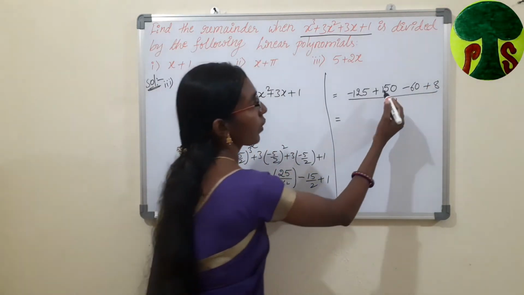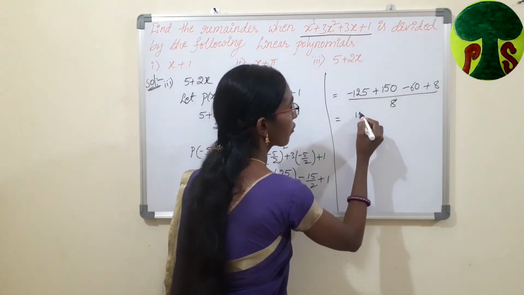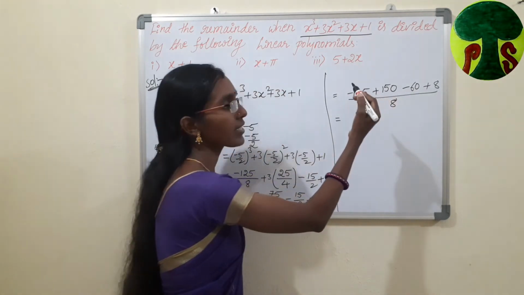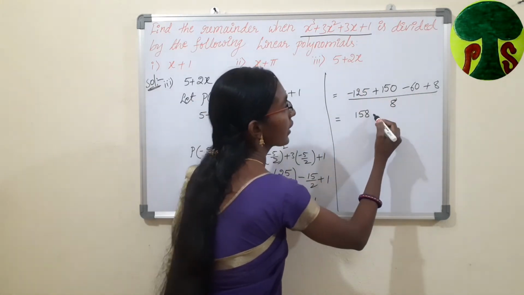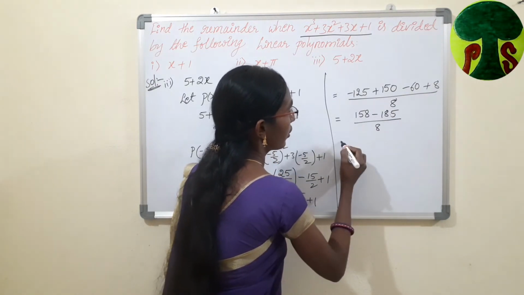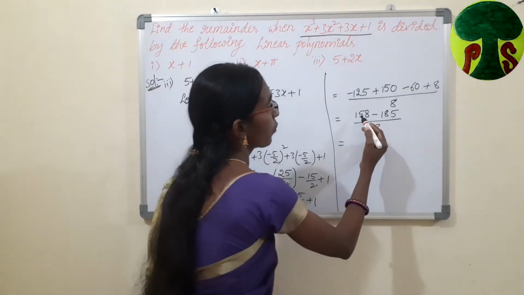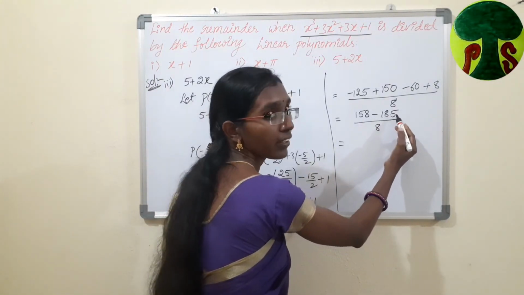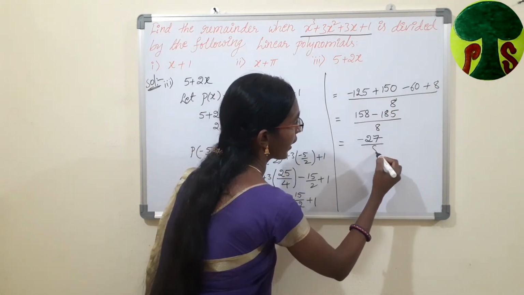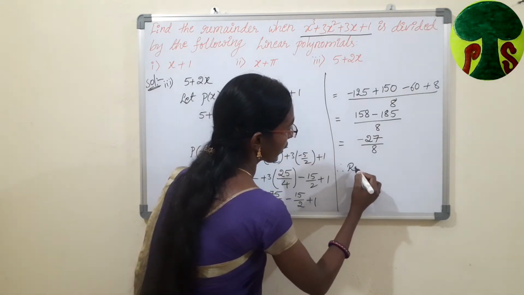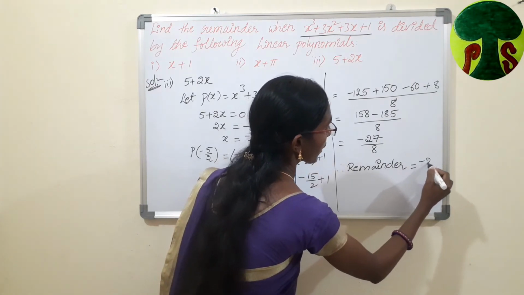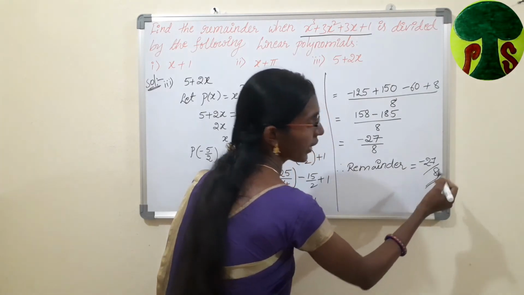now add 150 and 8, that is 158. Here 125 and 60 both have minus symbols. We have to add these two numbers, that is minus 185 divided by 8. We have to subtract 158 and 185. Then we will get minus 27. Minus 27 by 8. Therefore, the remainder is, what is the remainder? Remainder is equal to minus 27 by 8. This is the required answer.